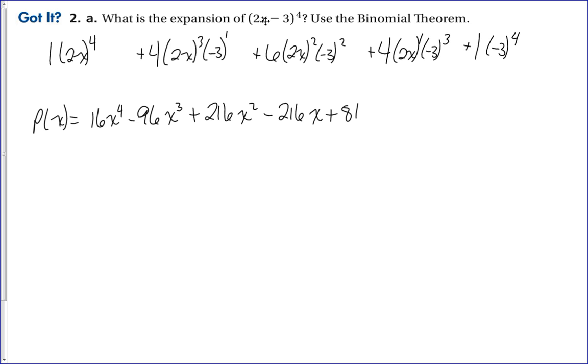And then negative 3, you start with 0 and you count up to this exponent. So negative 3 to the 0, again, is just 1. I left it off. Negative 3 to the first, negative 3 squared, negative 3 cubed, and negative 3 to the fourth. And again, the exponents of each term will always add up to the exponent here. So this is 4 and 0, which is 4. 3 and 1 is 4. 2 and 2 is 4. 1 and 3 is 4. 0 and 4 is 4.